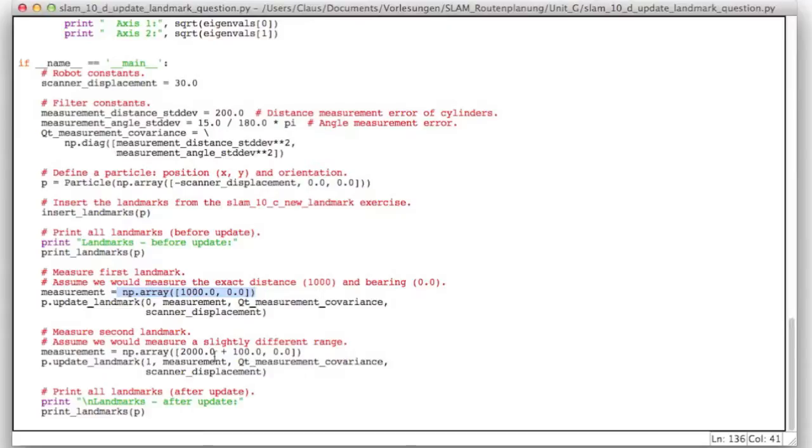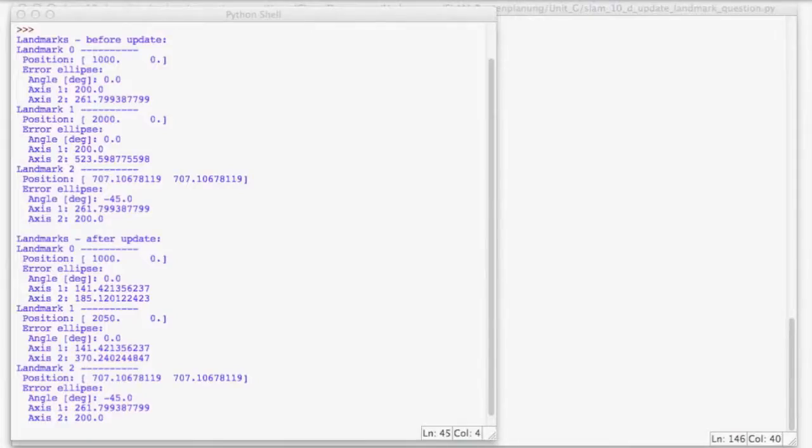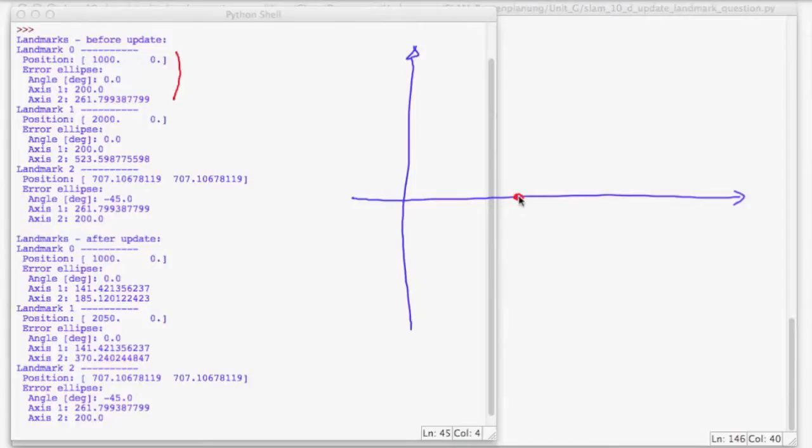So here, we measure the first landmark once again at exactly the correct location. And then we measure the second landmark once again with a location that is slightly different from its previous location, namely its x value is larger by 100 millimeters. And we don't update the third landmark, and then we print out all landmarks again. And so if you run that, you should see this. With our first landmark at 1000, 0, with an error ellipse like that. Our second landmark at 2000 with an error ellipse the same size in the x dimension, but twice the size in the y dimension. And we have a third landmark, which actually is here.